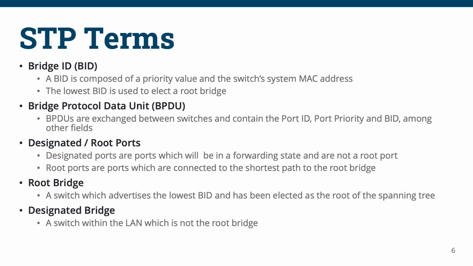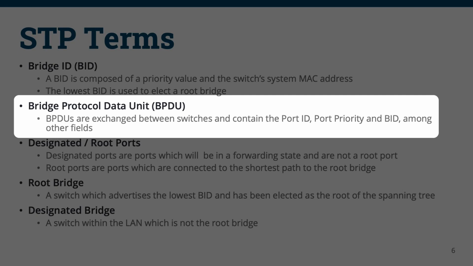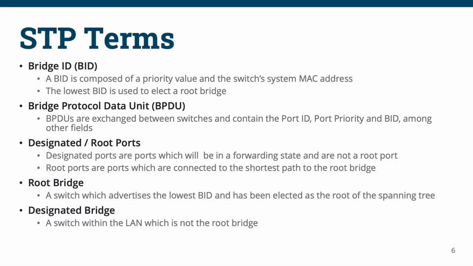Next up, we have the Bridge Protocol Data Unit, or BPDU. The BPDU is exchanged between STP-speaking switches. The BPDU not only includes the BID, as we've been talking about, but also the priority value and ID value of the port it's being transmitted from, which is important as a discriminating factor in the topology calculation, as we'll see in a future lesson.